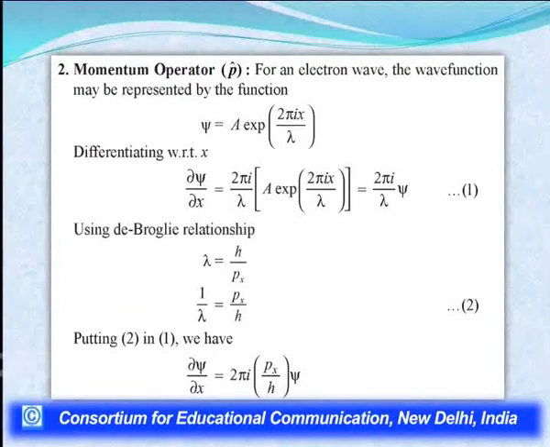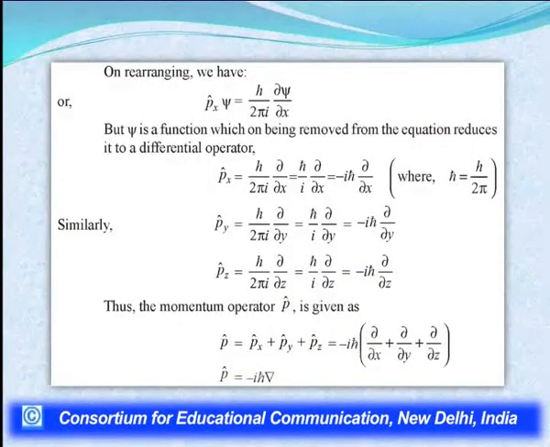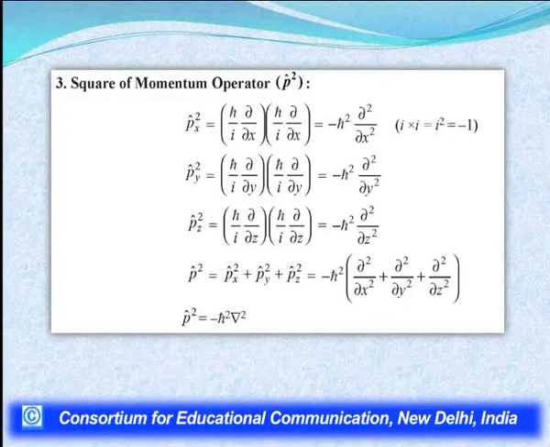The next is the momentum operator. The momentum operator in the x direction is px operator, that is h upon 2 pi i d by dx. Similarly, we have py operator, the momentum operator in the y direction, that is h upon 2 pi i d by dy. And similarly, pz is h upon 2 pi i d by dz. When we add all of them, we get the total momentum operator, p operator, h upon 2 pi i into the Laplacian operator, del. The next was the square of the momentum operator. Here we simply take the square of the momentum operator and it becomes minus h cross square del square.